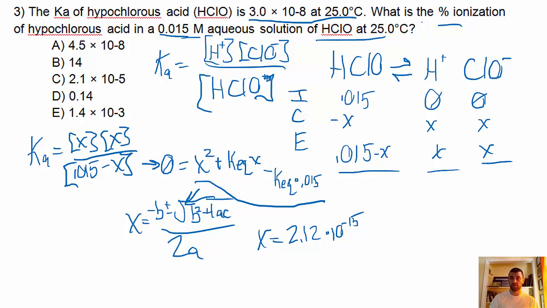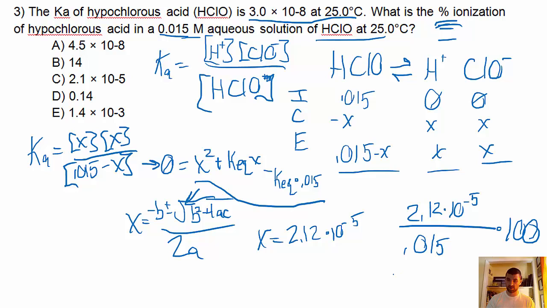We're almost there. It wants the percent ionized. So this is going to be our part that ionized. We take that 2.12 times 10 to the negative 5. I'm sorry if I said 15 earlier, I lied. It should just be negative 5. All over the whole thing, which was the 0.015 molar, and times it by 100, and you should get the answer, which I got to be 0.14%, which is choice D.